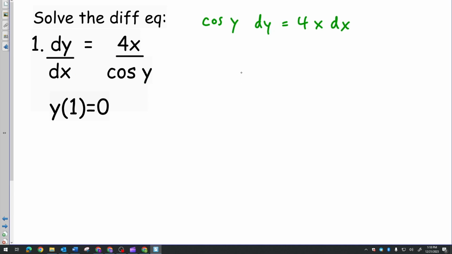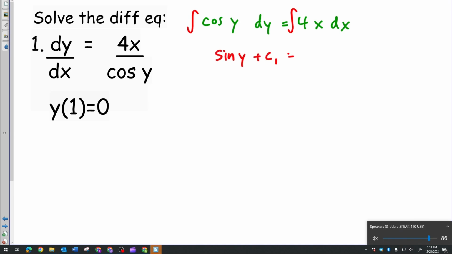Then you integrate. So what I'm going to do is integrate both sides. So the integral of cosine y is actually sine y plus c. The integral of 4x is actually 2x squared plus c2. Okay, remember that's plus 1 divided by 2. And I have one c on this side that I don't know what the c is. I have one c on this side, I don't know what the c is. So I can combine them to one c that I don't know what the c is.